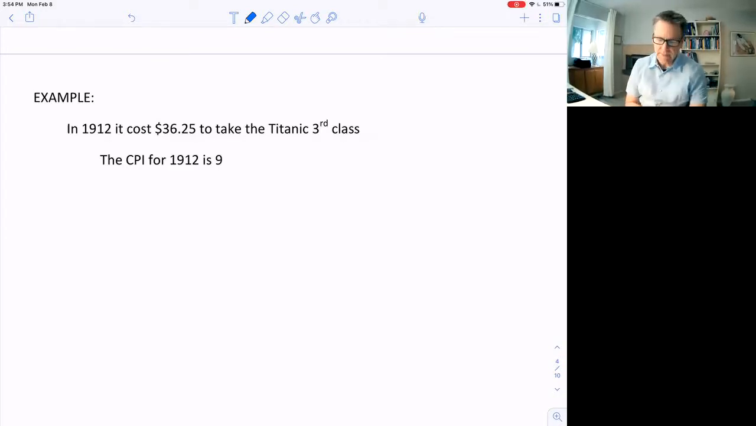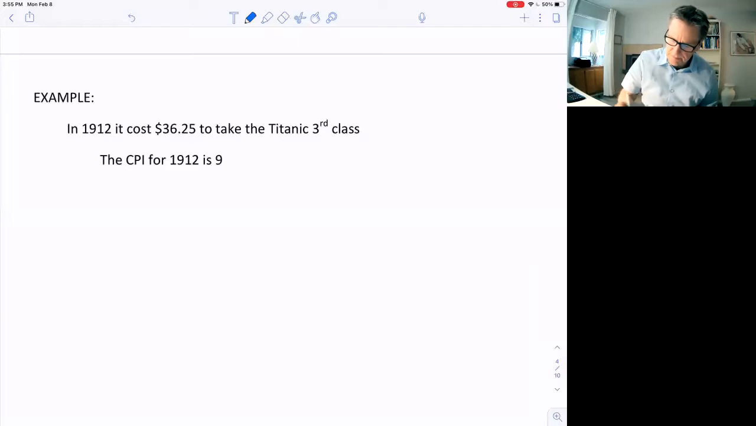Well, in 1912, it cost $36.25 to take a ride on the Titanic third class. So Leonardo wins this ticket in a poker game and he gets a free trip on the Titanic. At that time cost $36.25. Well, what is that equivalent to today? $36 in 1912. How do we compare that? Because prices are different than they were today. Well, we use the CPI numbers.